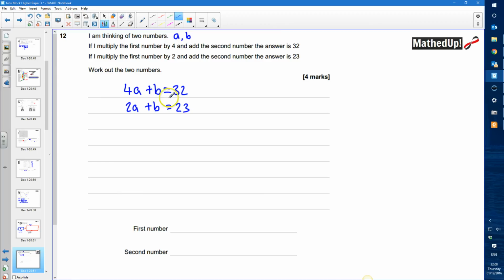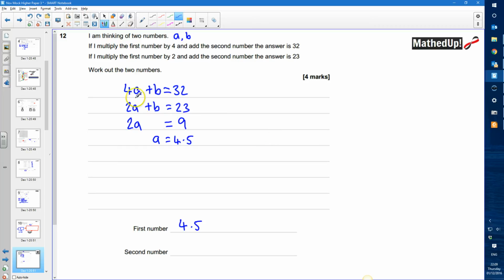So if 4A plus B is equal to 32 and 2A plus B is equal to 23, if I do the first equation and subtract the second equation, I've got 4A take away 2A, which gives me 2A. B take away B cancel each other out, and that's going to be equal to 32 take away 23, which is in fact 9. So if 2A is equal to 9, then A must be equal to 4.5. So I know my first number is going to be 4.5.